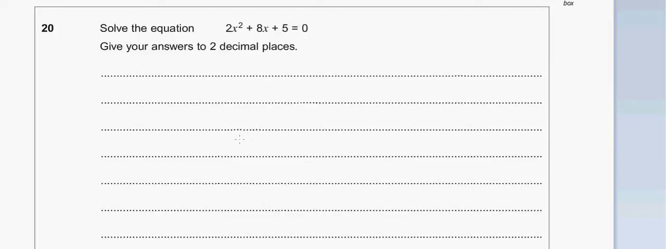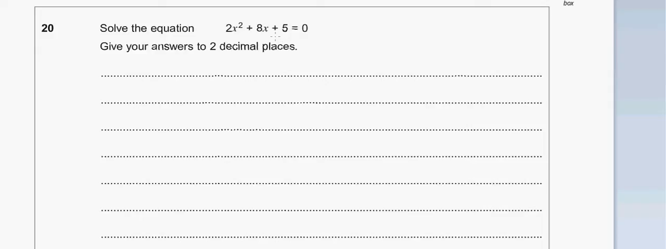Okay, so question number 20. Solve the equation 2x squared plus 8x plus 5 equals 0. So this is a quadratic. Give your answer to 2 decimal places. So we know that if the answers are to 2 decimal places, this won't factorise.